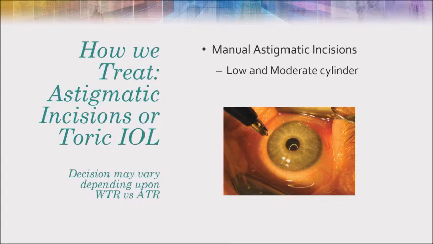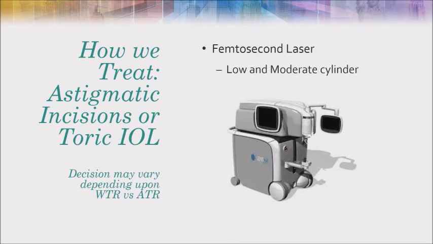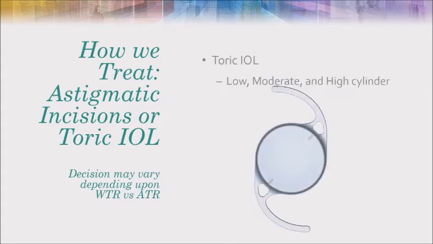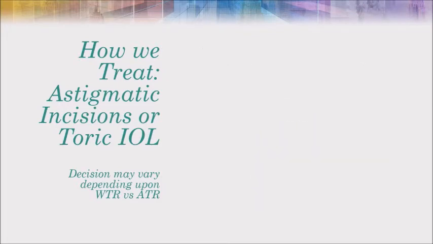They've been effective for years. We've used them in some situations. They may not be particularly reliable, but they may work for your patient. We also have femtosecond laser astigmatic incisions that we can make, and they are also useful for low and moderate cylinder. I do think that they are more reliable than the manual ones. And then we also have toric IOLs. We have low power toric IOLs now that are getting a lot of press because they're very successful in treating astigmatism, as well as the moderate and high cylinder lenses.